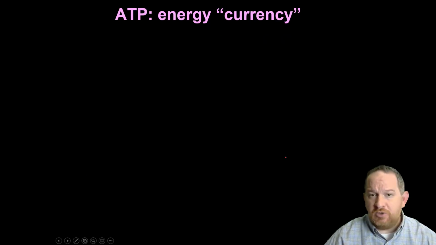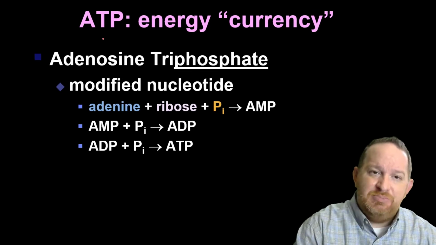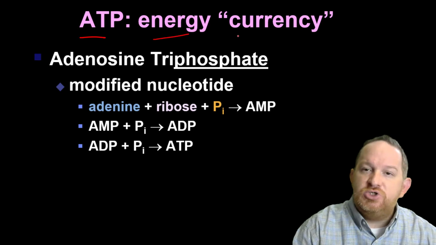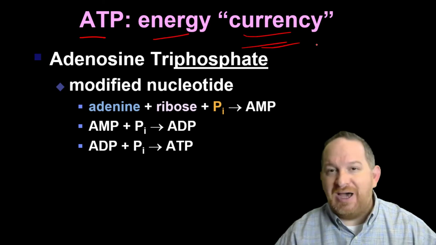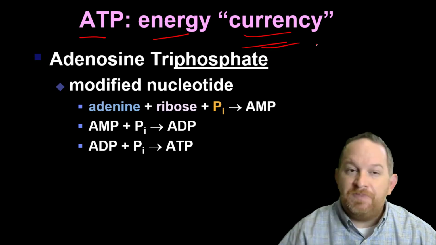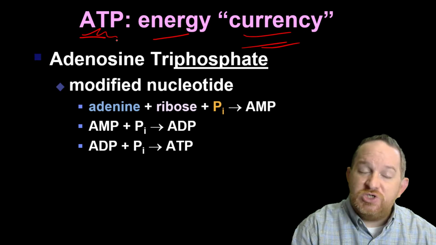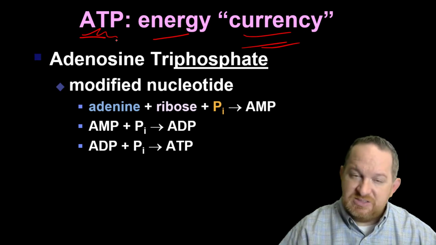So when we talk energy, we often talk about a molecule called ATP. ATP is our energy currency, right? You think of currency: you've got some cash, you want to go buy something, you use your currency, you turn it over, you get something in exchange. Well, ATP is sort of our energy currency. It's what we use to get work done in the cell.